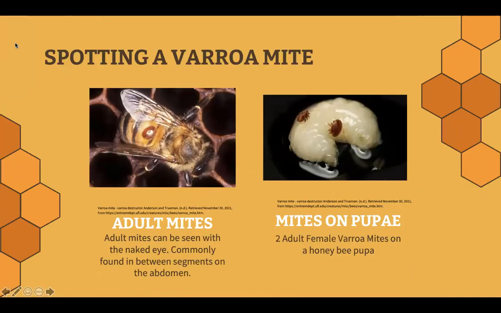So, spotting a varroa mite. On the picture to the left here, you can see this adult varroa mite, and you can see it with the naked eye. They're commonly found between the segments on the abdomen. Here, these are two adult female varroa mites on a honeybee pupa.